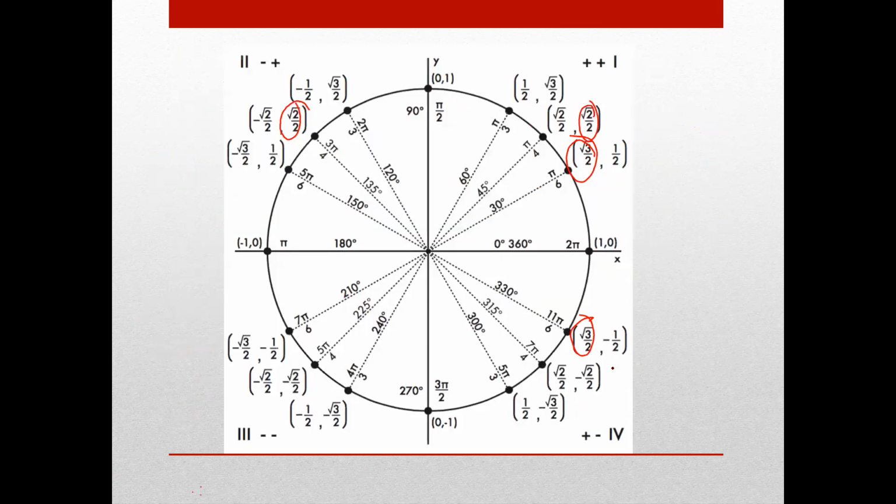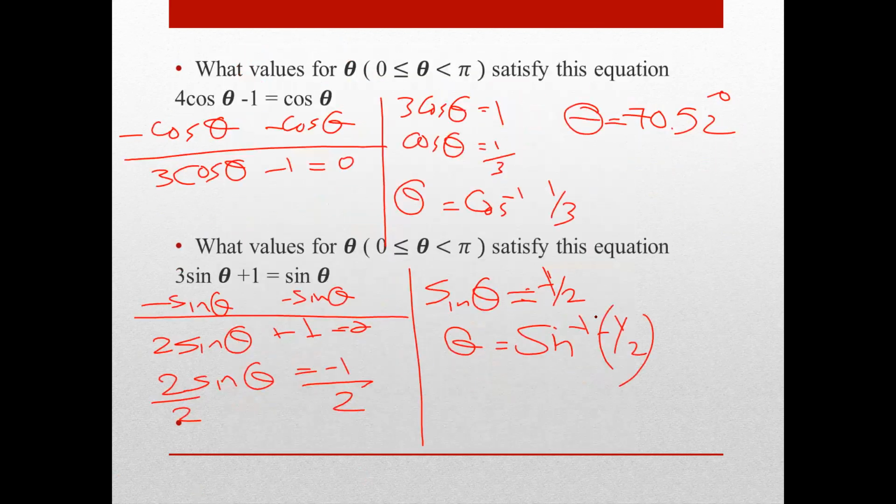1 over 2, it is on the circle. Where is it? Where is the sine negative 1 over 2? It is on 7 pi over 6 and on 11 pi over 6. So theta is 7 pi over 6 and 11 pi over 6.